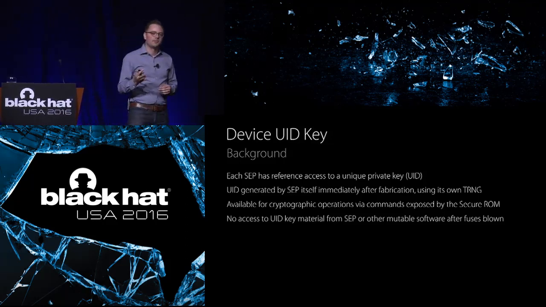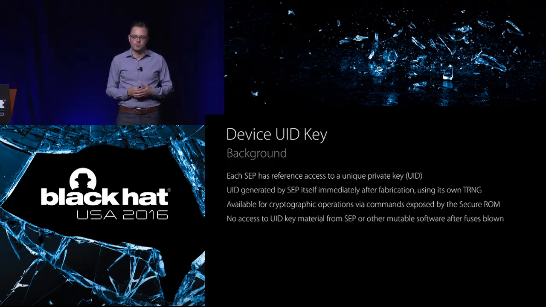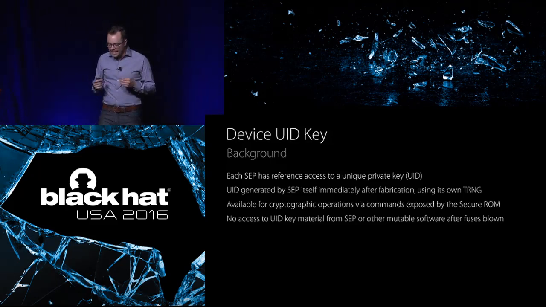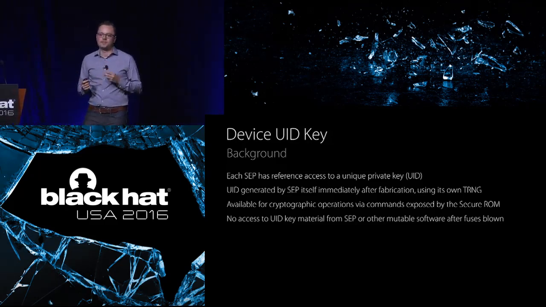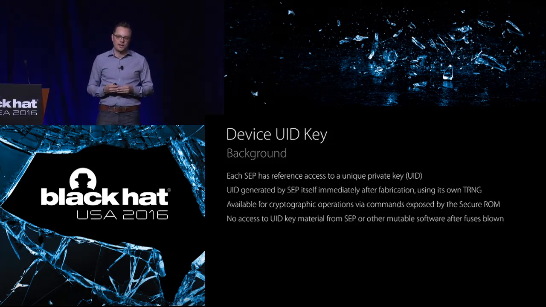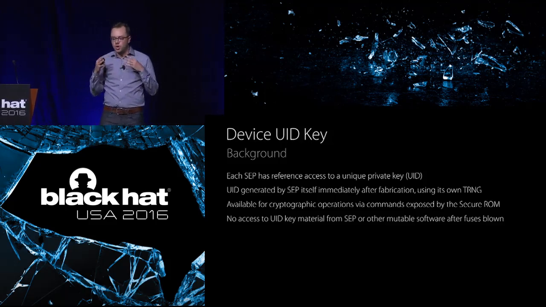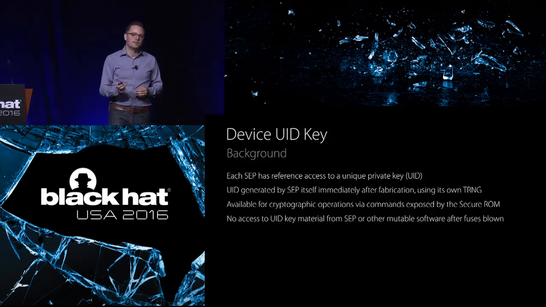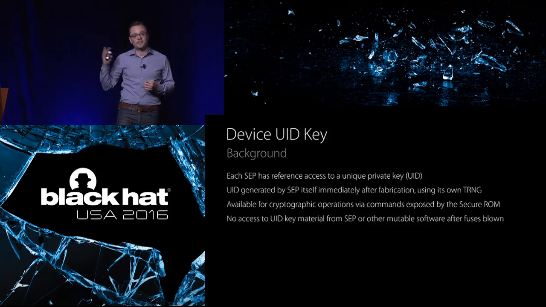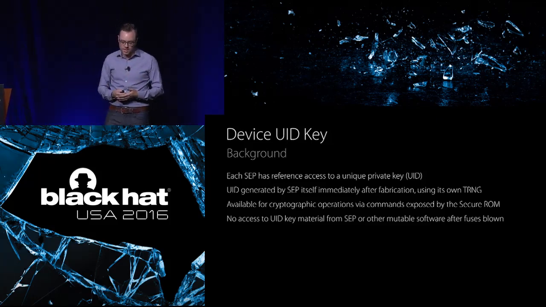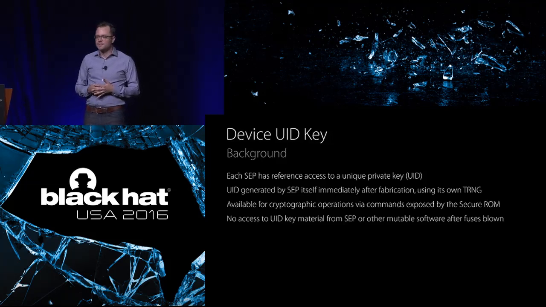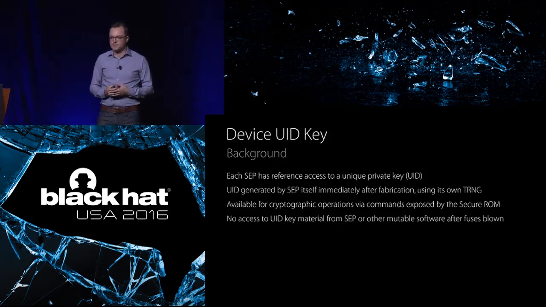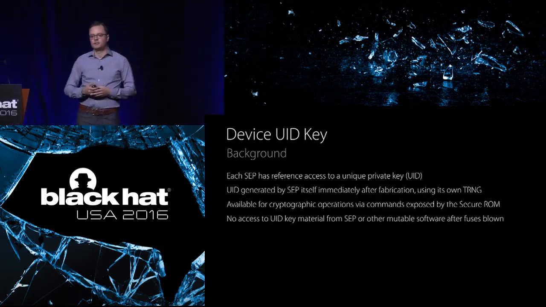The SCP also has a true random number generator on board. This is free-running oscillators. And the very first time the SCP is powered in the factory, it uses this true random number generator to generate what we call the UID key. This is a unique private key that will always stay within that Enclave processor and is not exportable. In fact, the only way that the UID key can be used is through cryptographic operations that are exposed by the secure ROM, which is burned into the hardware at the factory and is not mutable. So no mutable software ever gets to see this key material, and it originated from within the core itself.